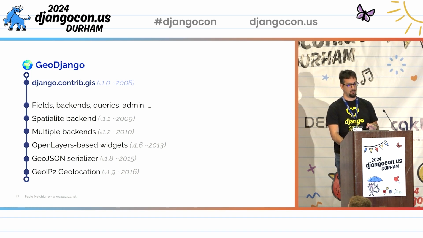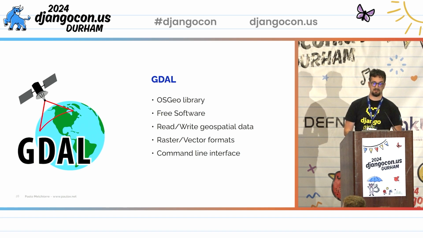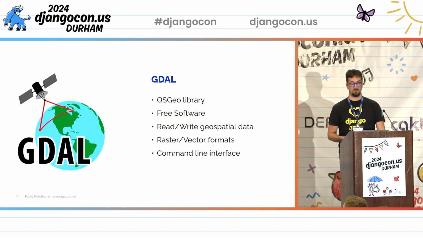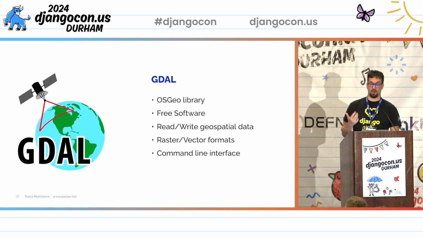And to activate it, we need to install some requirements first. The first one is GDAL, which is a mandatory requirement for GeoDjango. It is an OSGeo library for reading and writing raster and vector geospatial data formats. It has a lot of command line tools for geographic data processing.